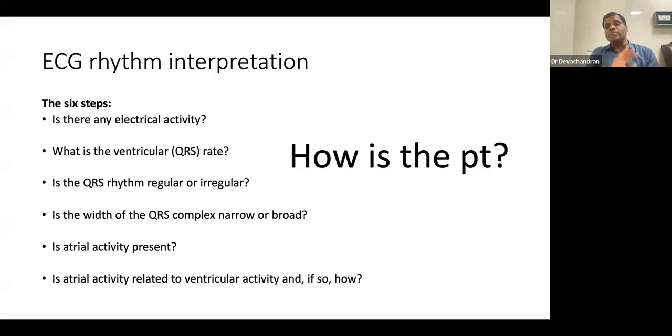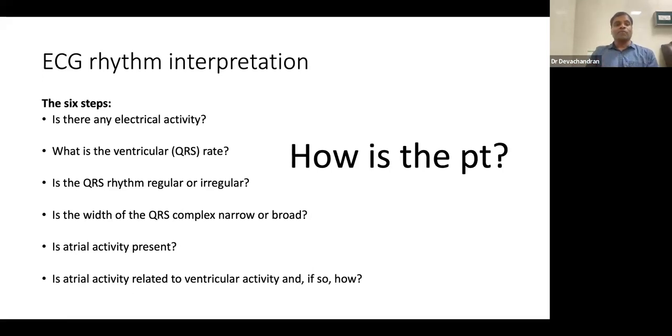Right. And the most important question you should ask before the interpretation of the rhythm is, how is your patient? If your patient is well, not having any complaints, then you do your rhythm interpretation leisurely. If your patient is unwell, then there should be a sense of urgency. If your patient is unresponsive, then it doesn't matter what the rhythm is. You check for pulse. If they don't have a pulse, you start ACLS straight away. BLS followed by ACLS, starts chest compressions.